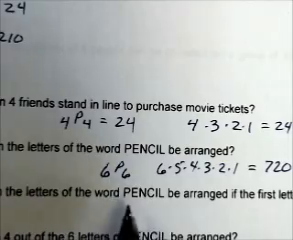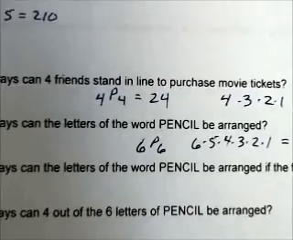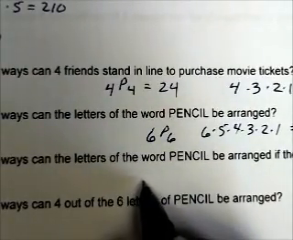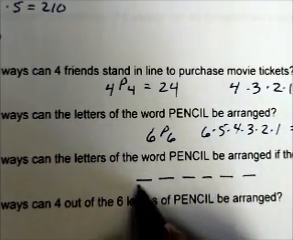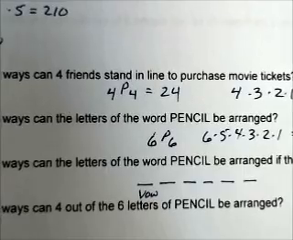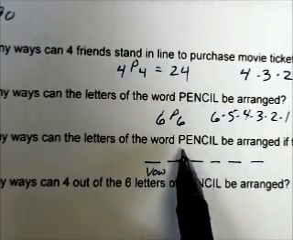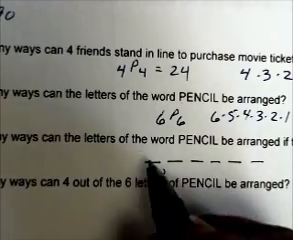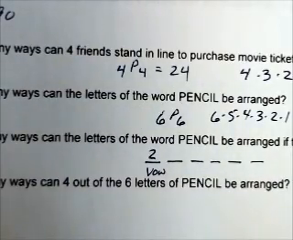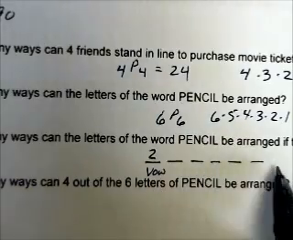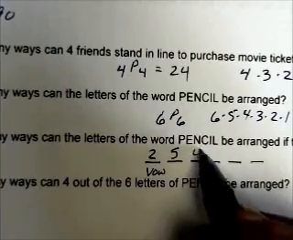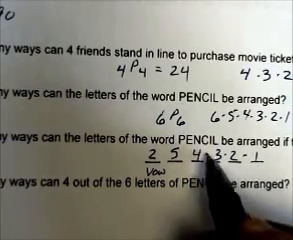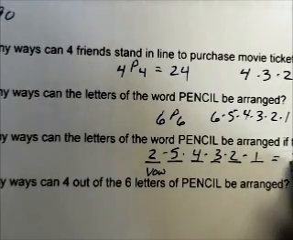How many ways can the letters of the word pencil be arranged if the first letter must be a vowel? Okay, so now we have a special condition. The first letter must be a vowel. So out of my 6 letters, draw 6 dots. The first one must be a vowel. How many vowels are there to choose from to place? There's the E and the I, so there's 2. Now a vowel has been placed, now fill in the rest of the slots. How many letters remain? 5 and 4, 3, 2, 1. And multiply these. It's 240.